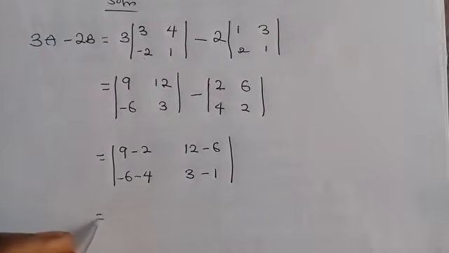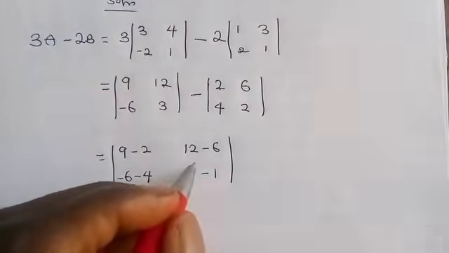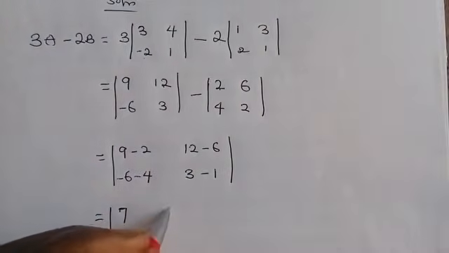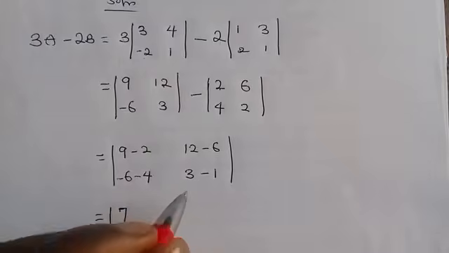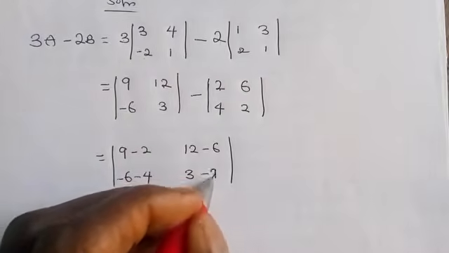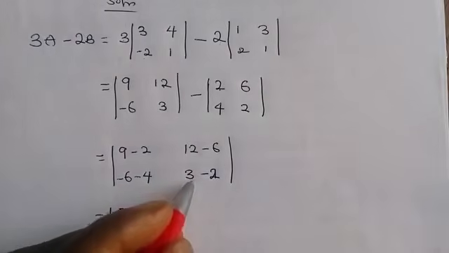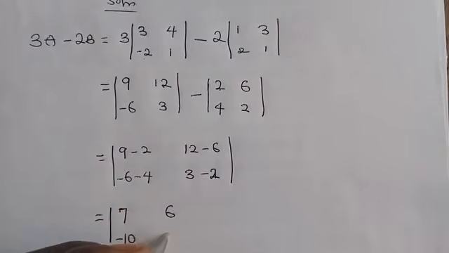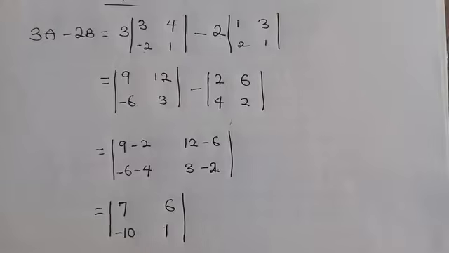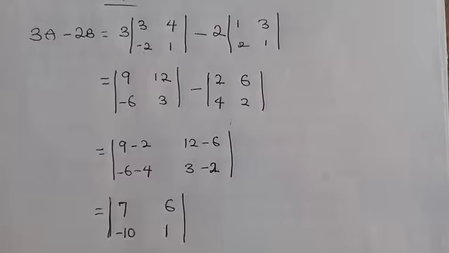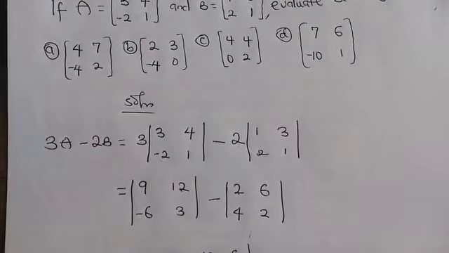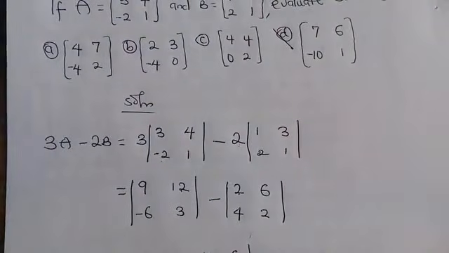That is equal to 9 minus 2, we have 7. 12 minus 6, we have 6. Minus 6 minus 4, we have minus 10. And here is supposed to be 2. 3 minus 2, we have 1. So this is the matrix for 3A minus 2B. And this corresponds with option D, having 7, 6, minus 10, and 1.